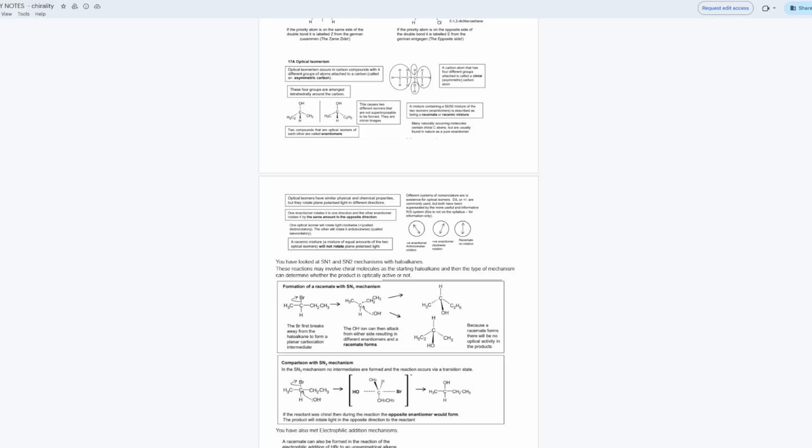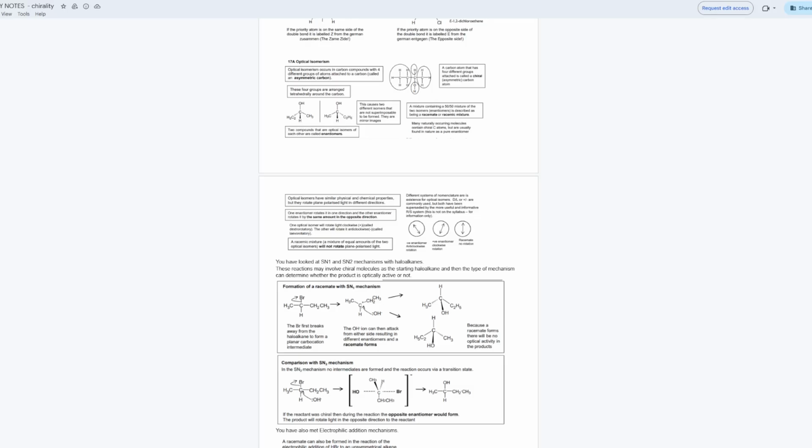Okay. One optical isomer rotates light clockwise, called dextrorotatory. The other rotates it anticlockwise, called laevorotatory. A racemic mixture, a mixture of equal amounts of the two optical isomers, will not rotate plane polarized light. Okay, yeah, we know that.